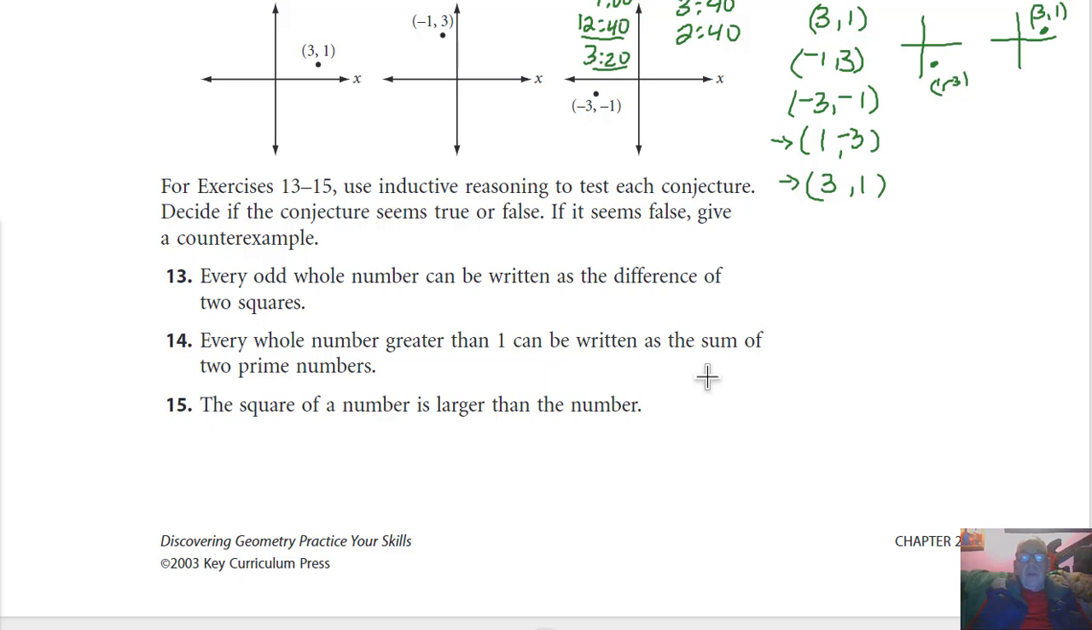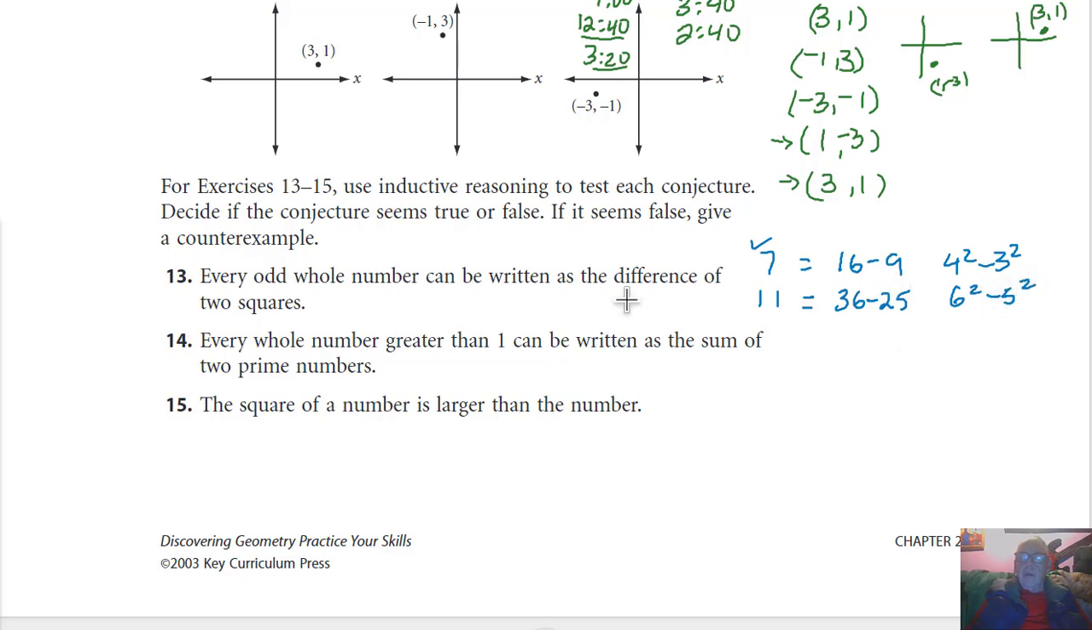Every odd whole number can be written as the difference of two squares. So let's pick an odd whole number like 7 and 11. Let's see what we get. Those are odd whole numbers. So can we think of this as the difference of two squares? 7, if we do 16 take away 9, we can get 7. And that's 4 squared minus 3 squared. So that one works. To get 11 now, let's see, what could we do? 11 could be 36 take away 25, which is 6 squared minus 5 squared.